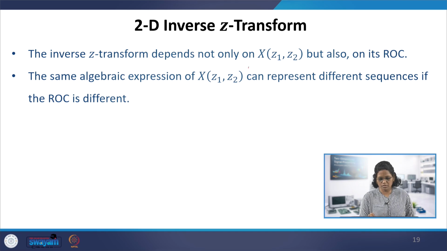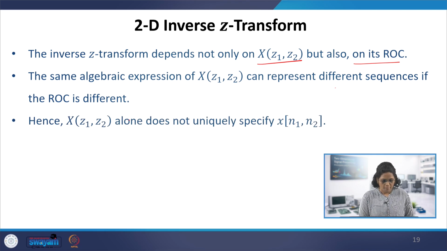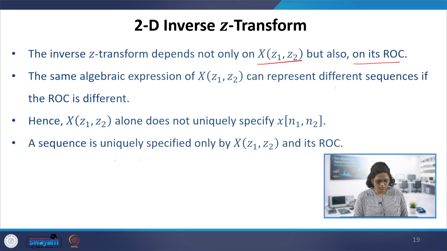The inverse Z transform, as we said, depends not only on what the Z transform is, but also on its ROC. Some algebraic expressions of X of z can represent two different sequences, the same X of z1, z2, as we had seen through the example, but the ROCs are different. So it is not uniquely specified, because one Z transform can have multiple sequences, that is, two sequences having the same Z transform but different ROC. So if it needs to be uniquely specified, then we need to specify the ROC.